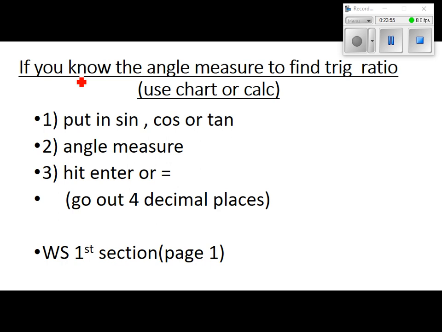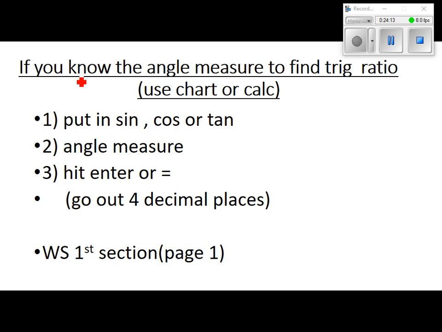If you know the angle measure and you want to find the trig ratio, you can either use the chart. That's what Fletcher wants to use, because he wants to prove that he's smarter than Ebersole was at this age, right? I thought it was easier because you can go all the way down. Yep.